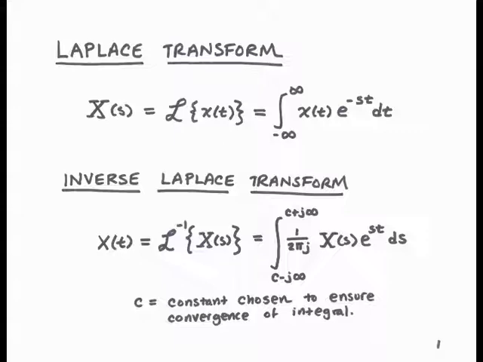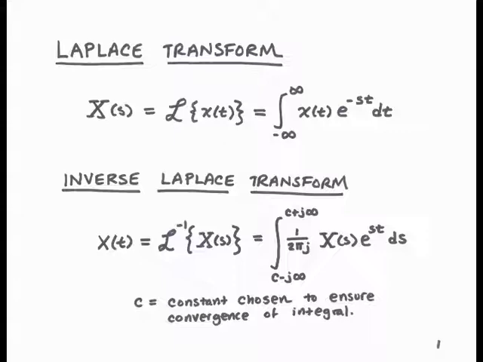Now below we have the inverse Laplace transform. We write x of t is script L inverse of x of s. So there's the inverse Laplace transform notation. And of course, that operator is an integral in the complex plane of 1 over 2 pi j x of s e to the st ds.